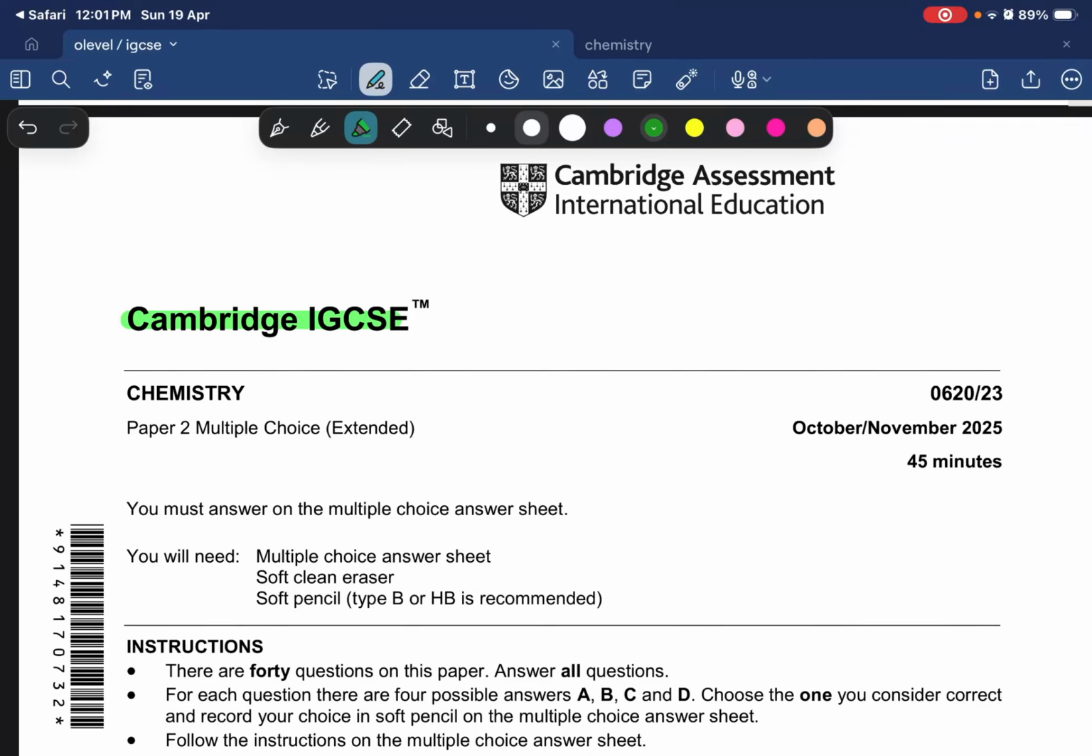Cambridge IGCSE Chemistry, Paper 2, Multiple Choice Extended, October-November 2025, Paper 23.